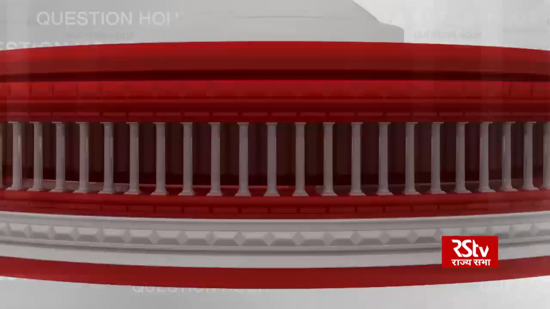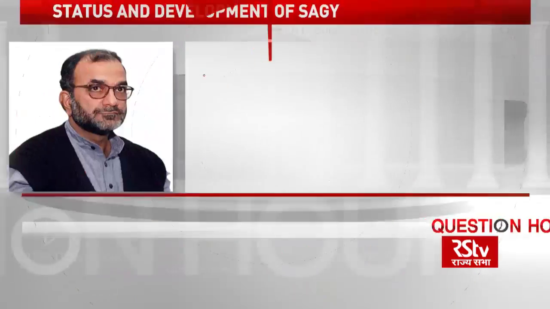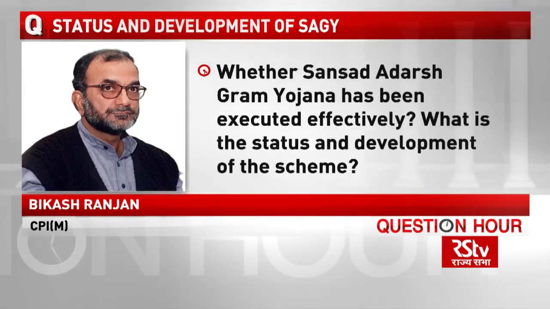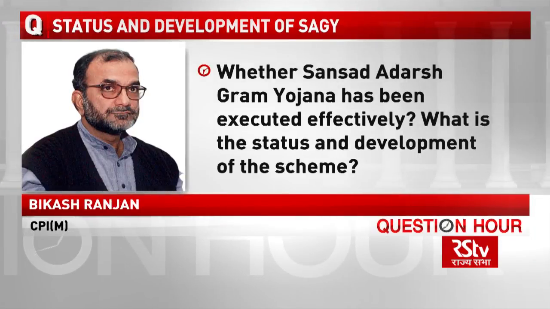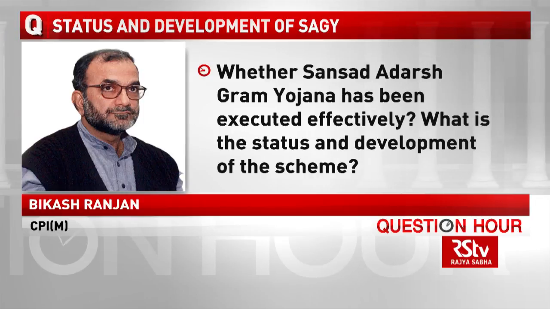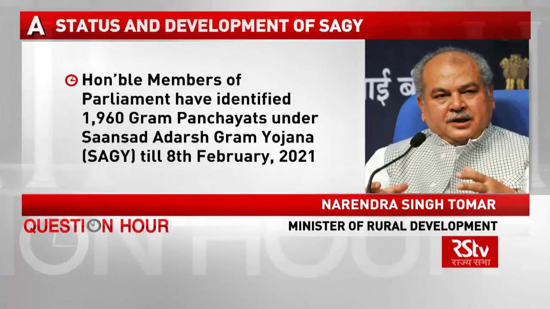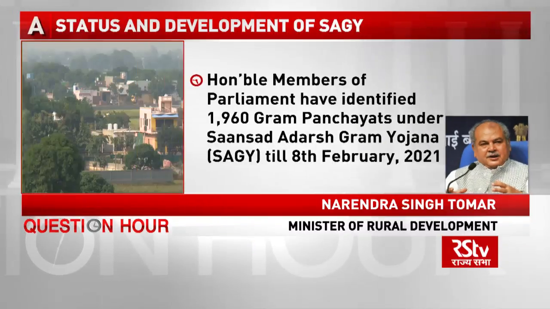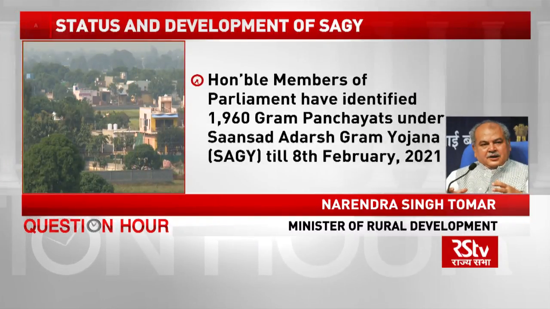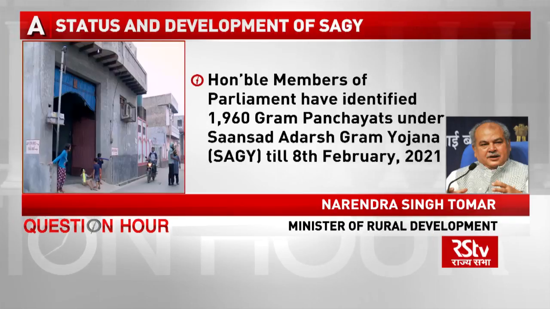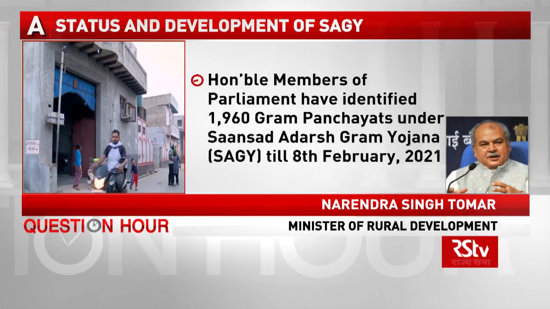Well, moving on to the last question of this edition of the show, that was asked by member Bikash Ranjan from the Ministry of Rural Development. The member asked about the status and how effectively the Sansad Adarsh Gram Yojana has been implemented. Well, this response has been given by Rural Development Minister Narendra Singh Tomar. He goes on to say that members of parliament have identified 1,960 gram panchayats under Sansad Adarsh Gram Yojana till 8th of February 2021 since the beginning of the initiative.